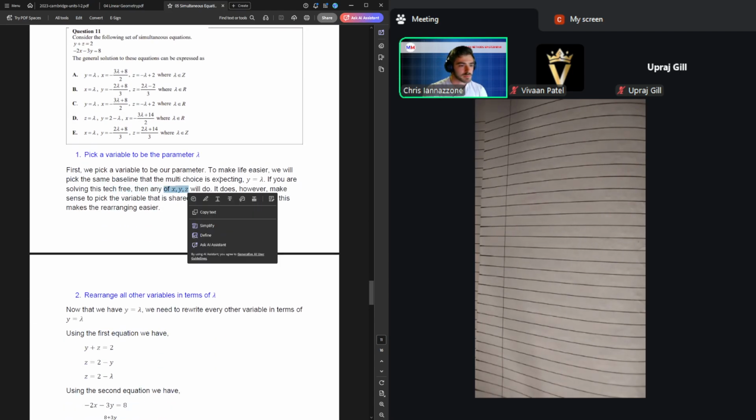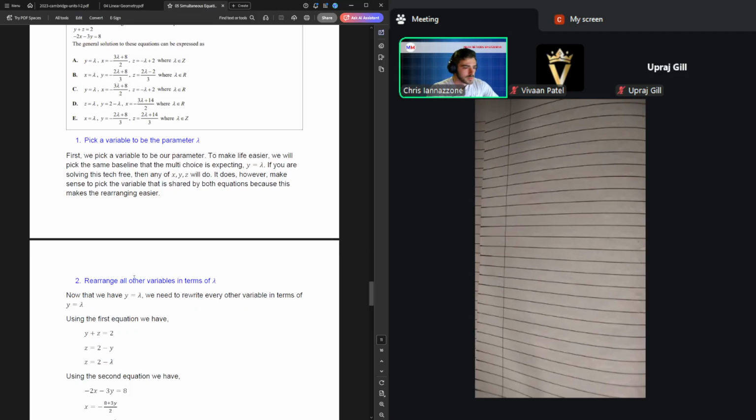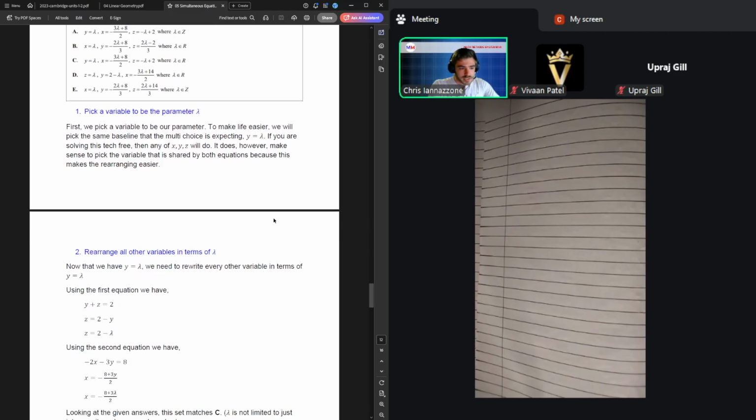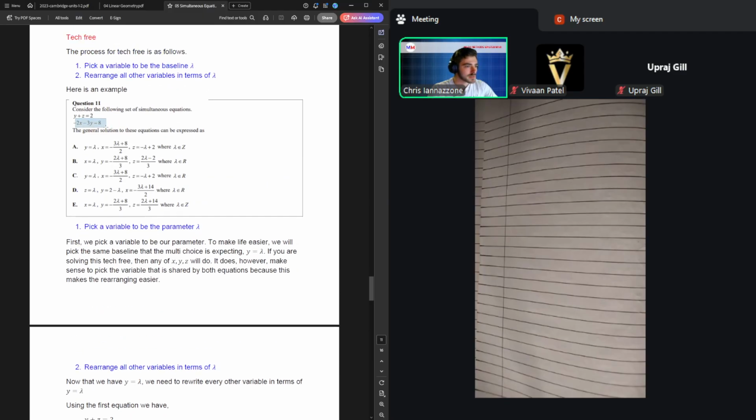If you're doing a tech-free, again, you can pick any of these. If you have a multi in front of you, you probably want to pick one that's at least on the multi-sheet. Otherwise, you're kind of just wasting your time. From there, rearrange all the other variables in terms of lambda. So for instance, if you chose to let y equal lambda, then your first equation, instead of being y plus z equals 2, you rearrange, so that came from here, by the way. Instead of having that, you rearrange to get z on its own and then replace the y with the lambda. Same over here. This one also has a y.